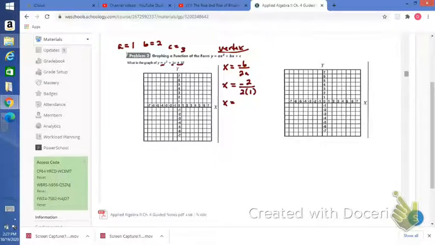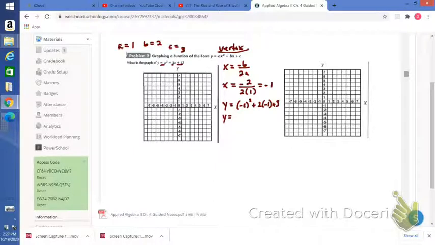So x equals negative 2 divided by 2. That's going to be negative 1. Now to find the y-coordinate of the vertex, we're going to plug negative 1 into our equation. So y equals, remember, whenever we plug in a negative, let's put it in parentheses: negative 1 squared plus 2 times negative 1 plus 3.